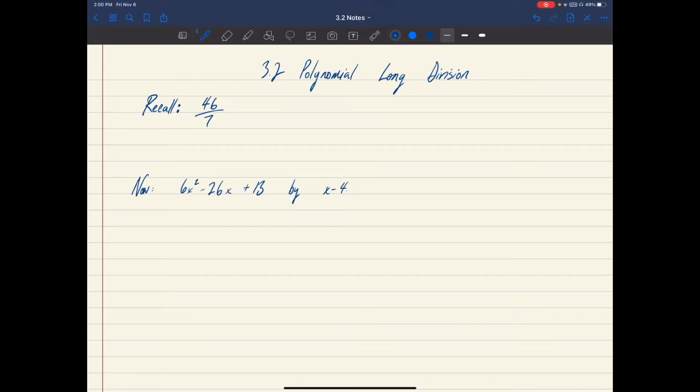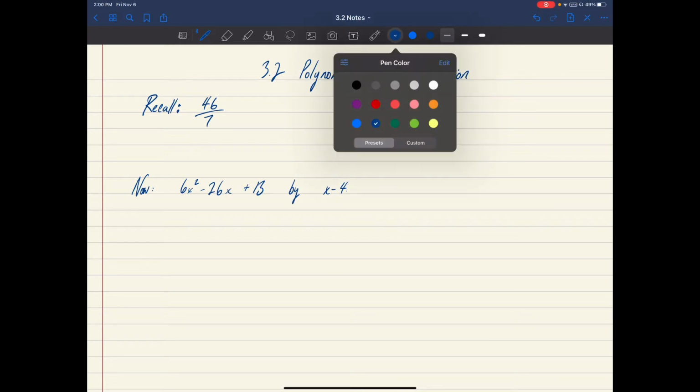Today we're going to look at polynomial long division. We're going to do both polynomial long division and synthetic division on polynomials. I know that most of you have seen this in previous years, it's just that this year we're going to apply it to different things. To start, we're going to look at an example.